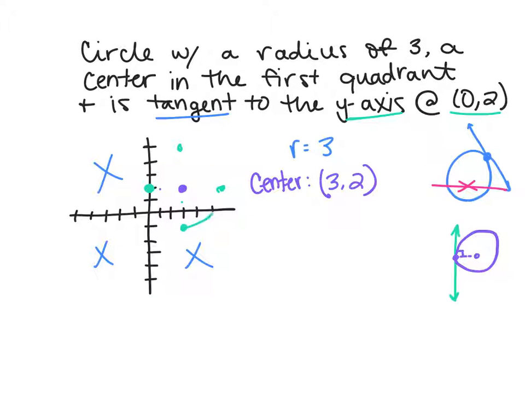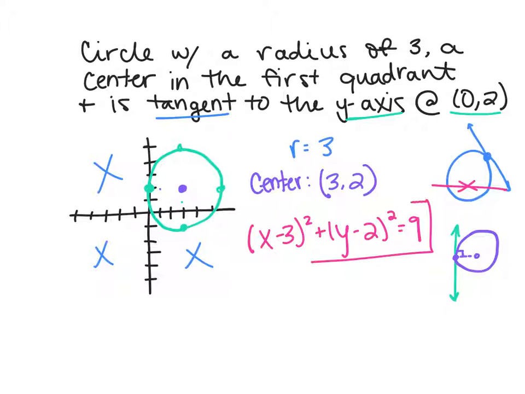My graph wasn't perfect, but you get the idea. There's our circle. Notice how it's bouncing off the y-axis, only intersecting it once if I drew it perfectly. And then our equation would just be (x − 3)² + (y − 2)² = 9. So for these types of problems, I'm not necessarily asking for a graph, but the graph is what helps you get all the information you need to be able to write that equation.